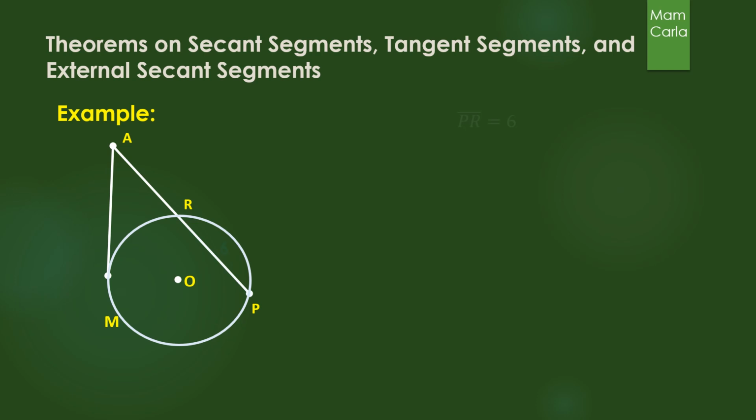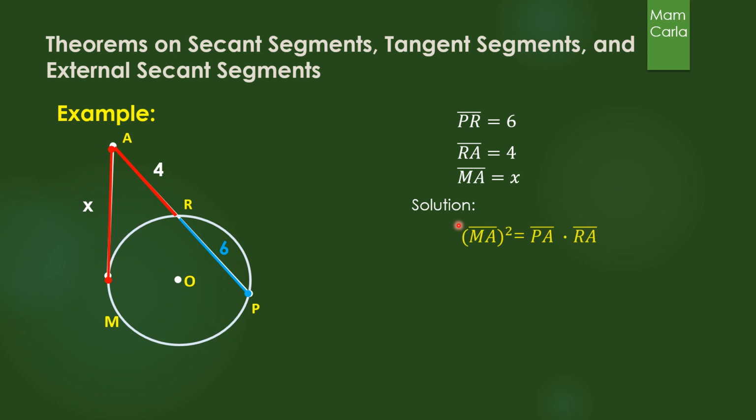Let us have another example. Given that line segment PR is equal to 6, and line segment RA is equal to 4, let us find the measure of line segment MA. For the solution, the square of the measure of line segment MA is equal to the measure of line segment PA times line segment RA. So line segment MA is x, and PA, the entire one, can be obtained by adding the measure of PR plus RA. So 6 plus 4.